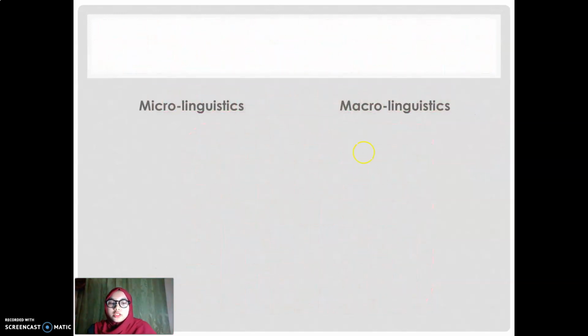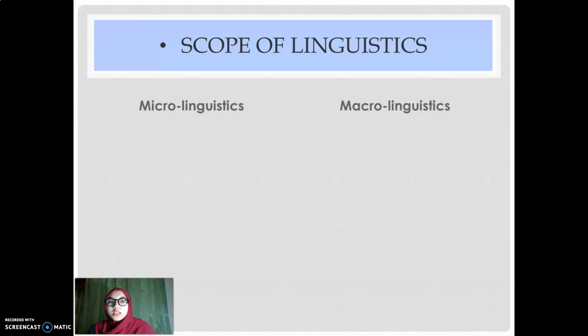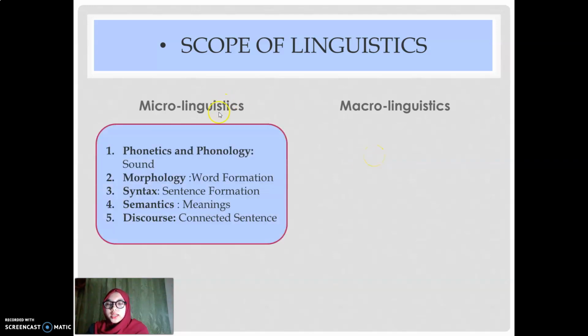So we move to another topic. It is the scope of linguistics. The scope of linguistics is divided into two parts. The first part is microlinguistics and the second part is macrolinguistics. I'm going to tell microlinguistics first. Microlinguistics can be called theoretical linguistics. In microlinguistics, there are 5 levels of the structure of the language. The first level is phonetics and phonology.